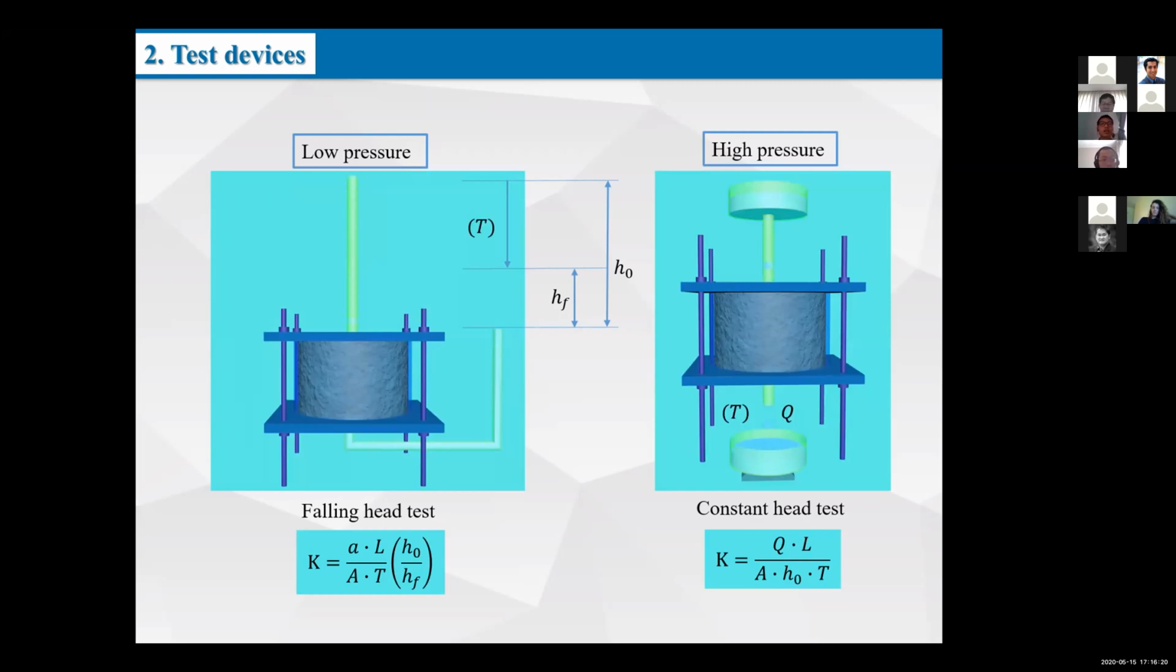The former is always focused on the initial and final water head. However, the latter is always paying more attention to the collected water fluxes. Just like from the equations, we could know the A is the cross section of the straight pipe, the straight pipe's diameter, and T is the time, and Q is the water flux, that is the volume of water. L is the thickness of the specimen.